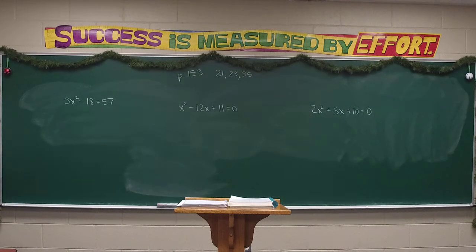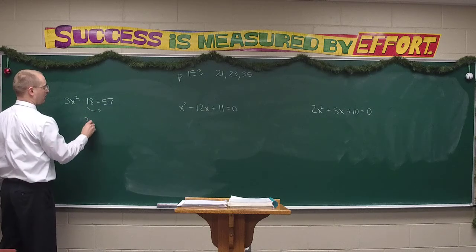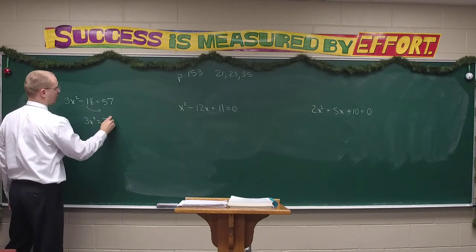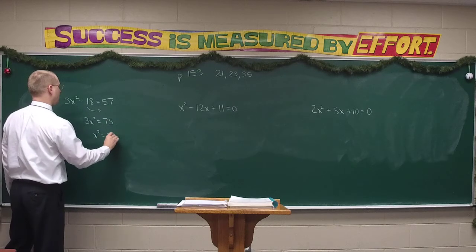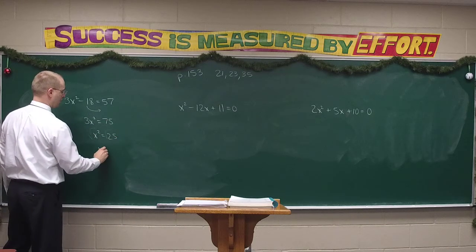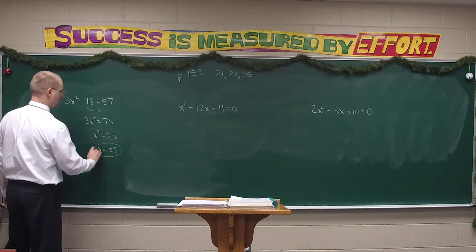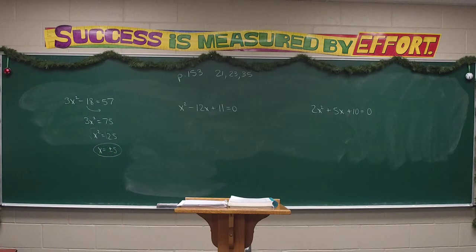What kind of equation is 21, class? Incomplete quadratic. What's the key? It says, get the x squared by itself. Isolate the x squared. For 23, they do want you to solve by completing the square for practice's sake. I know it factors really easily, but it's practice completing the square for the fun of it.